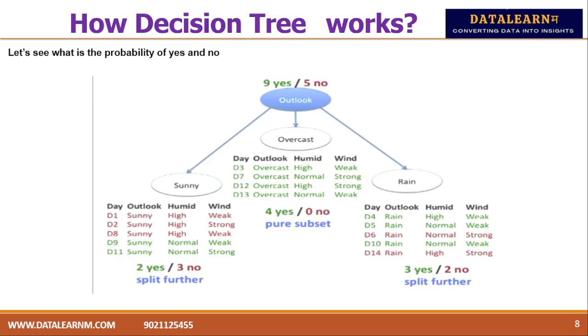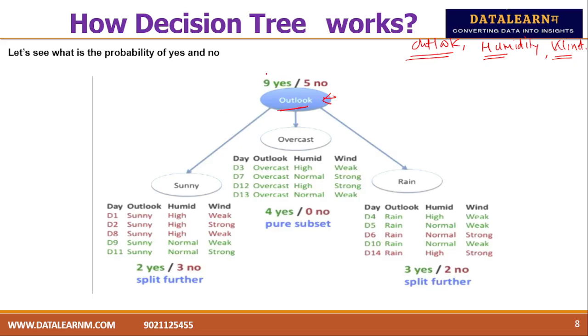Let's see how the probability of yes and no will work for this. What feature has the model selected first? It has selected outlook. Three options are there: outlook, humidity, and wind. It could have selected humidity, or it will work with wind as well. Anything can be selected. Randomly it selects one feature, and on that it works.